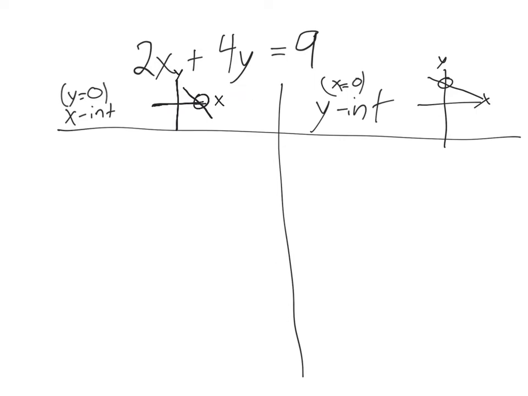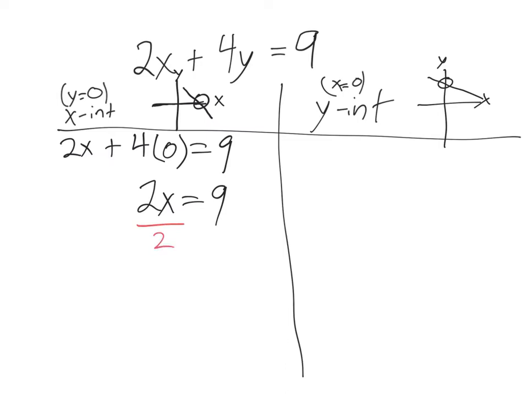So I'm going to solve for my x-intercept first. So I say 2x plus 4y equals 9. Remember, I'm solving for y is 0, so I replace the y with 0. Now I solve, so 4 times 0 is 0, so I get 2x equals 9. Now the next thing I'm going to do is divide both sides by 2, and so I get x equals 9 halves. And so that means my x-intercept is at 9 halves, comma, 0.